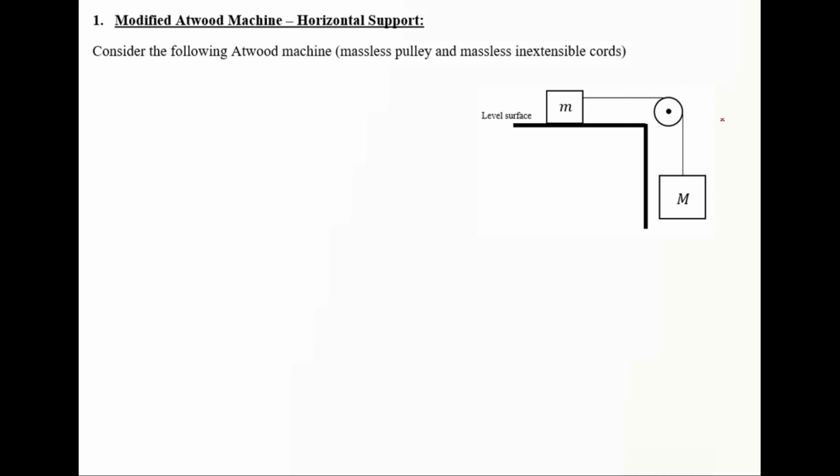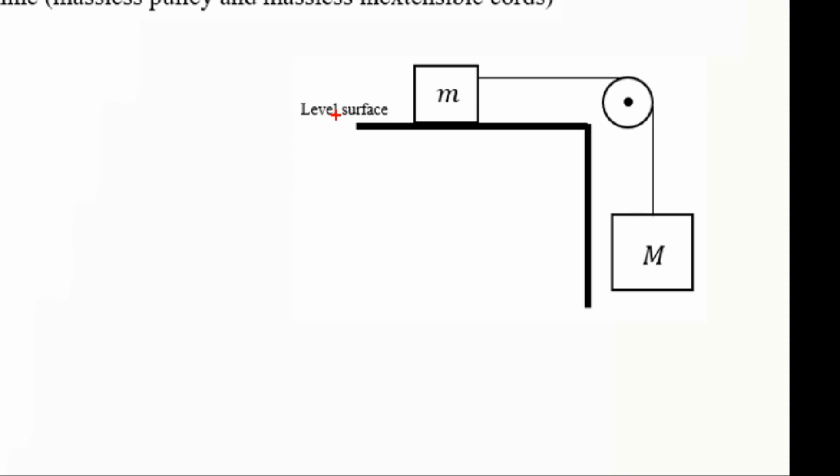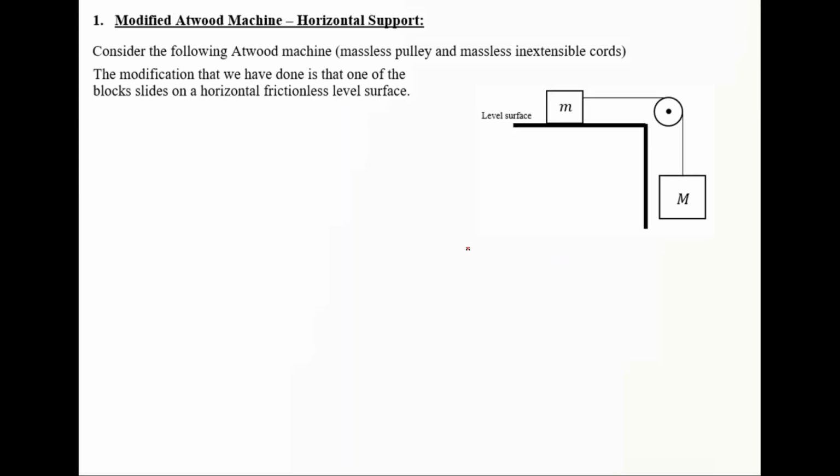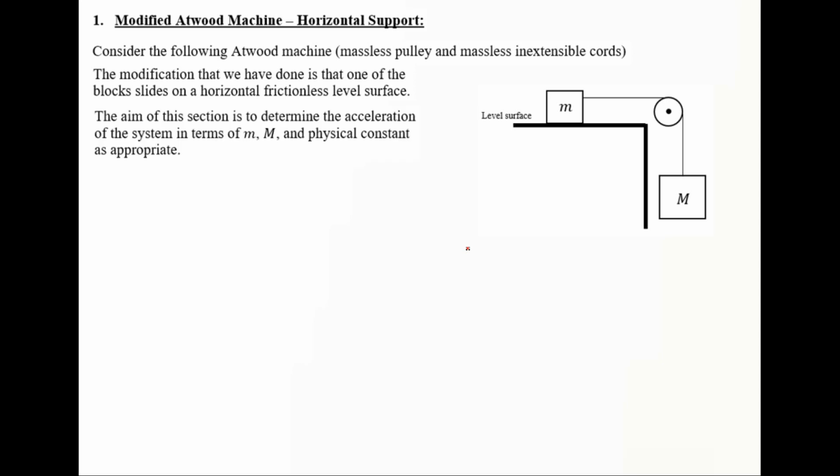Here we have two masses: one of them lies on a level surface and the other hangs freely. The modification is that one of the blocks slides on a horizontal frictionless level surface. We have no friction. The aim of this section is to determine the acceleration of the system in terms of M, m and physical constants as appropriate, using Newton's second law. Remember that we need to determine the tension in each string, equate the expressions, then find the acceleration of the system.